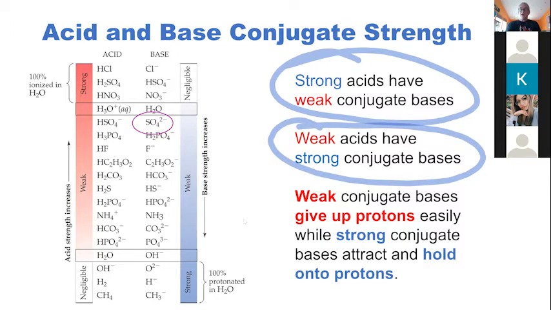reason is weak conjugate bases give up protons easily. So they don't take back protons and push the reaction back in the other direction. They don't do that. And so any protons in solution remain in solution, and it's a strong acid. Now, if I have a weak acid, the conjugate base that forms, like for instance, what's the conjugate base we're going to be dealing with today with acetic acid? What's acetic acid's conjugate base?